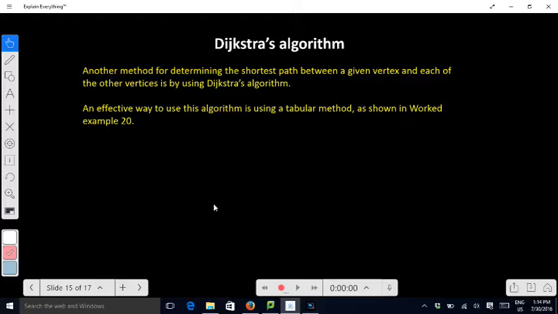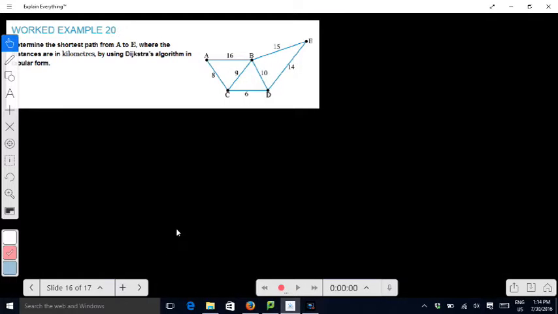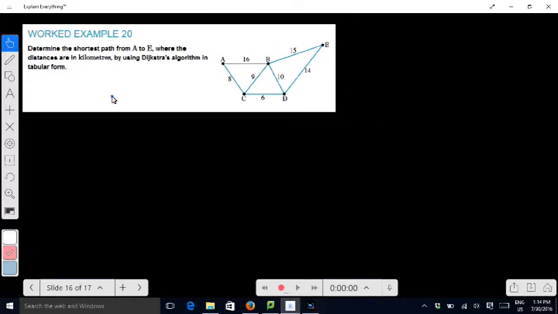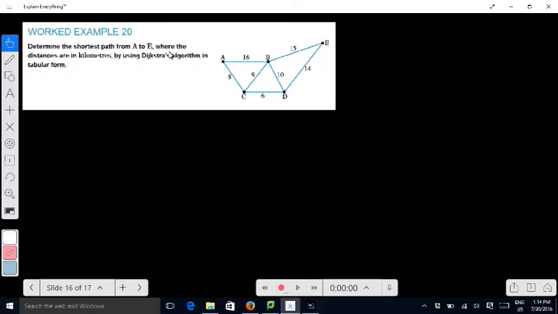Dijkstra's algorithm. Another method for determining the shortest path between a given vertex and each other vertex is given by Dijkstra's algorithm. An effective way to use this algorithm is using a tabular method, and we're going to have a look at that in example 20. Determine the shortest path from A to E, where the distances are in kilometers, using Dijkstra's algorithm.